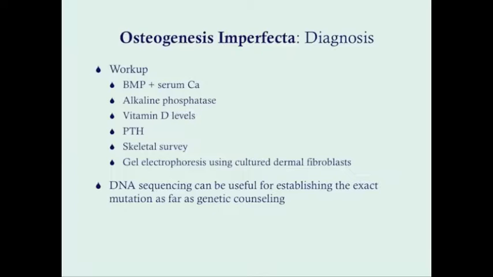And you can also get gel electrophoresis using cultured dermal fibroblasts. And that will be useful to look for the types of collagen that are present. And with osteogenesis imperfecta, type 1 in particular, you'll have a decreased ratio of type 1 collagen to type 3 collagen. You can also see in types 1, 2, 3, 4, 7, and 8, over-modified collagen on gel electrophoresis.